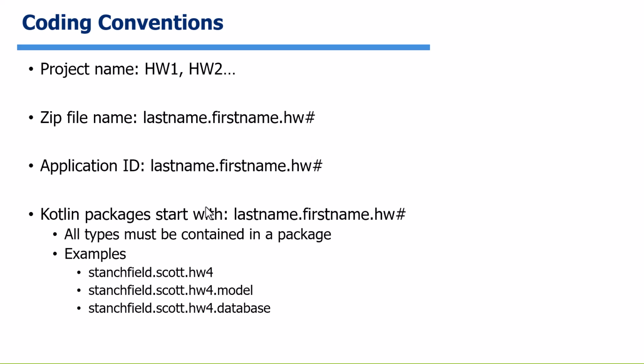You're going to name everything. The base package name will be lastname.firstname.hw1, hw2, and so on. All of your types, so anything that you're declaring, classes, interfaces, enumerations, things like that, all of those have to be inside of a package. And for Kotlin, any top-level functions that you're defining also have to be in a package as well. So some examples of package names, StanfieldScottHW4, StanfieldScottHW4.model, and so on.